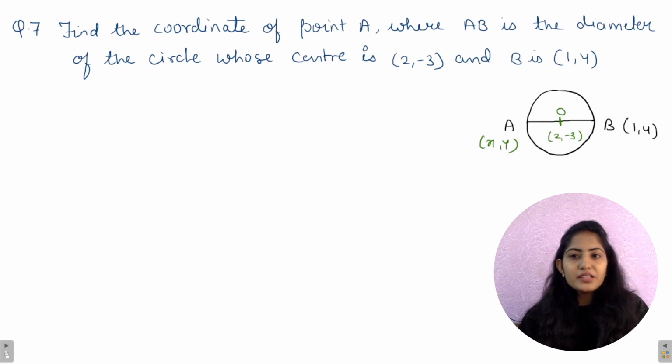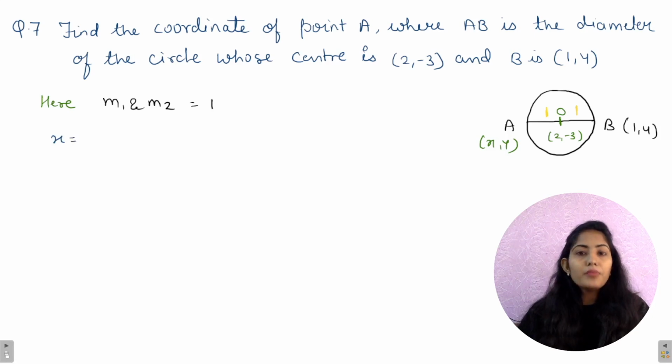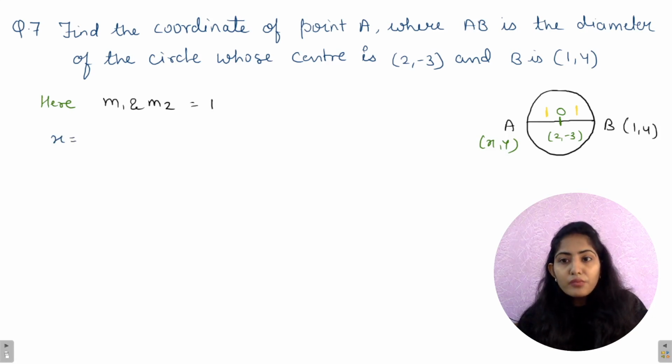You know guys that the center divides the diameter into 2 equal parts. So here our ratio becomes 1:1. So here m1 and m2 will be equal to 1, right? Both are equal to 1. So we use the section formula, and according to the section formula, x is equal to, but that x is this point, the O point, because whenever we use the section formula we find the mid point.